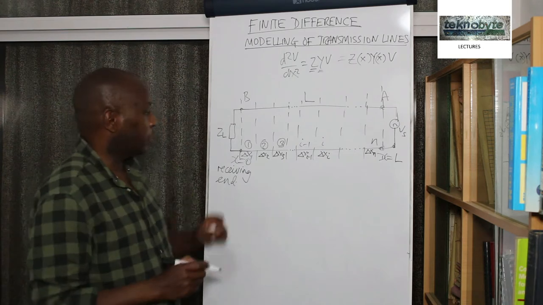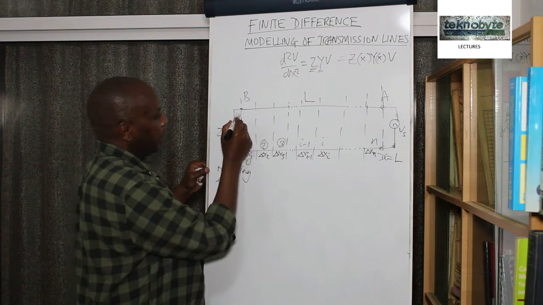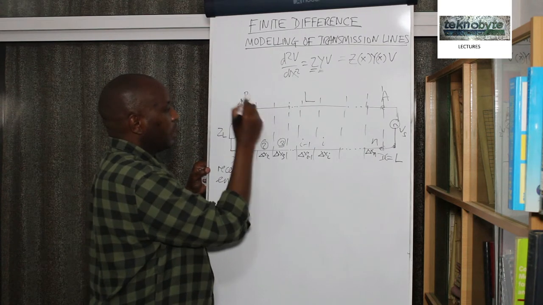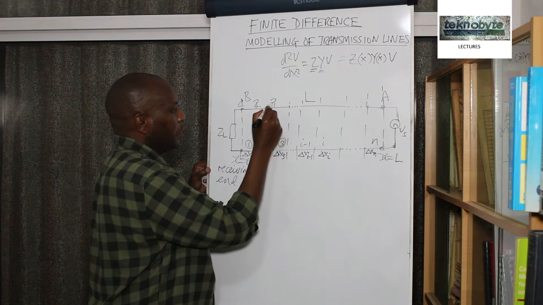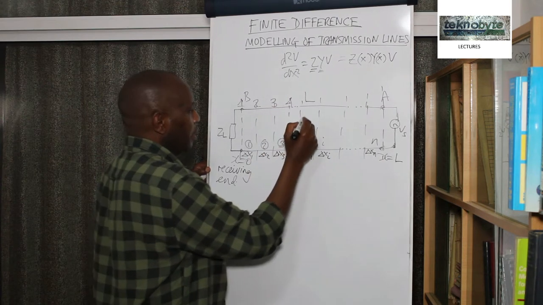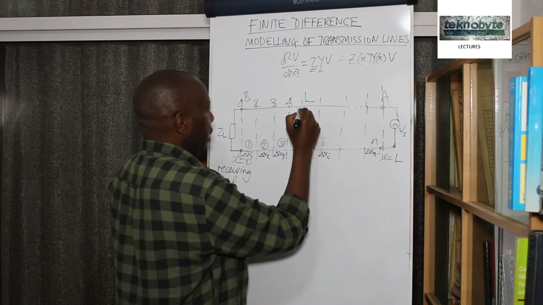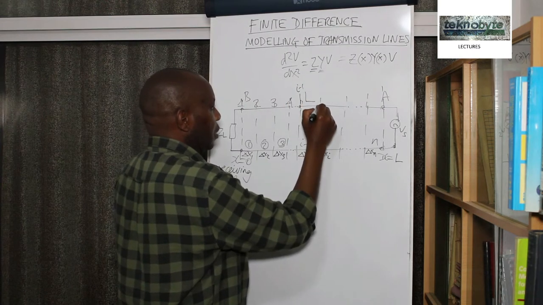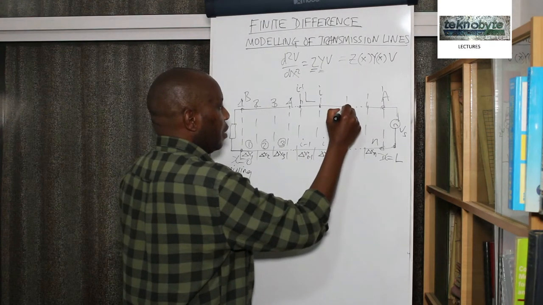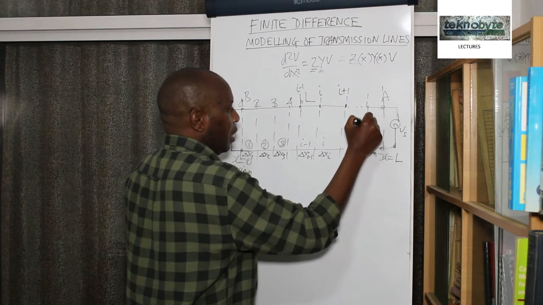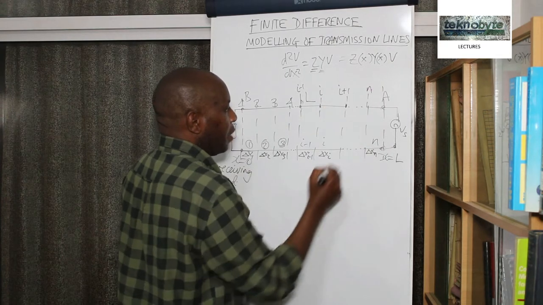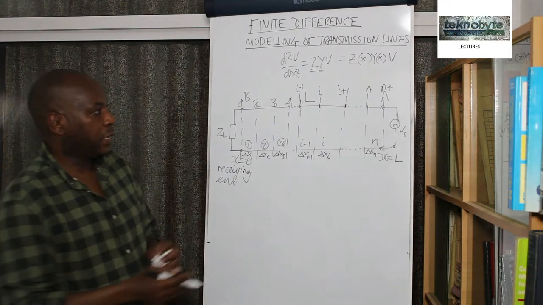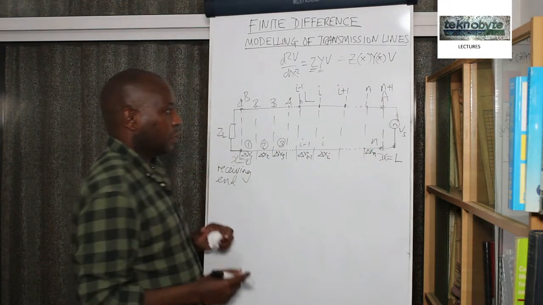The next thing that we do is to label the end point of each of these sections. We call these the nodes. This is node number 1, node number 2, node number 3, node number 4. This will be node number i. This node here will be i minus 1, this will be node i, this will be i plus 1, and this will be node n. This will be n plus 1.